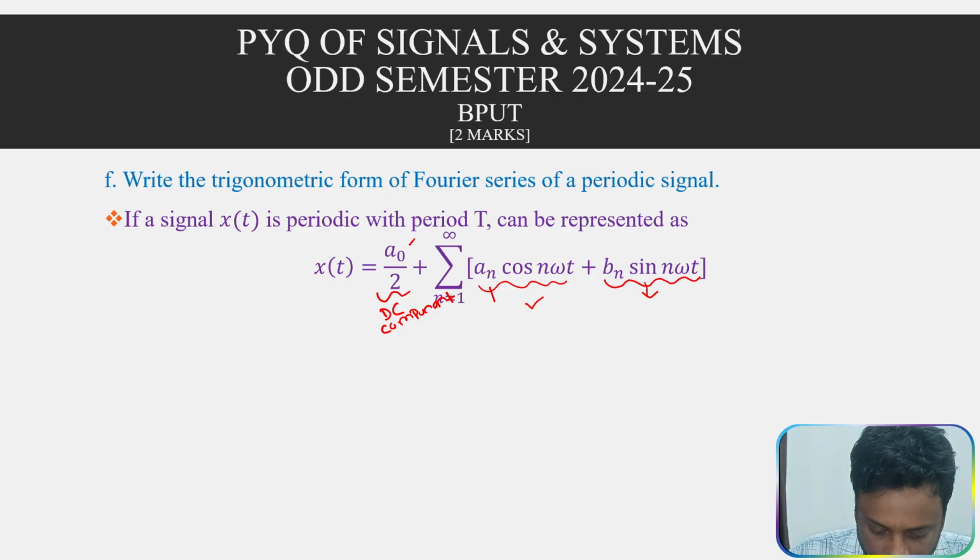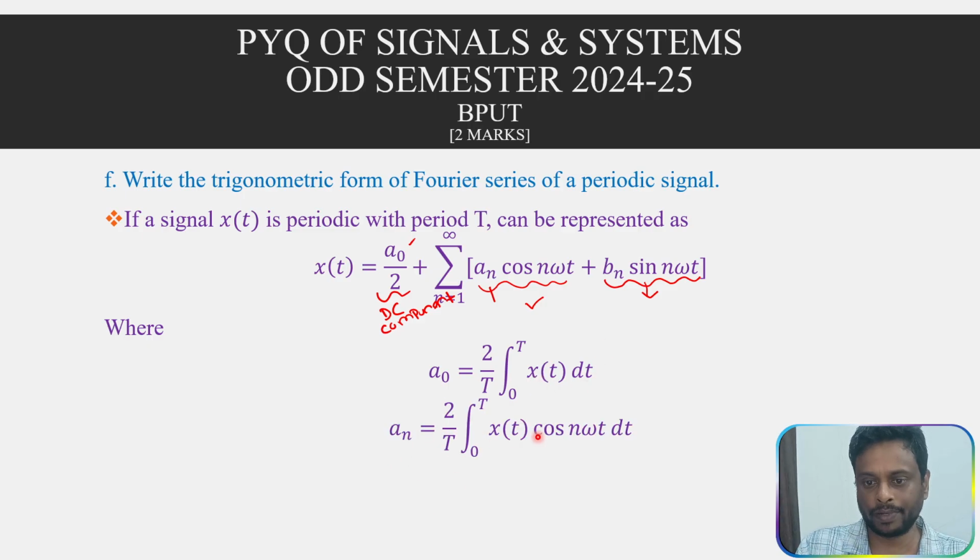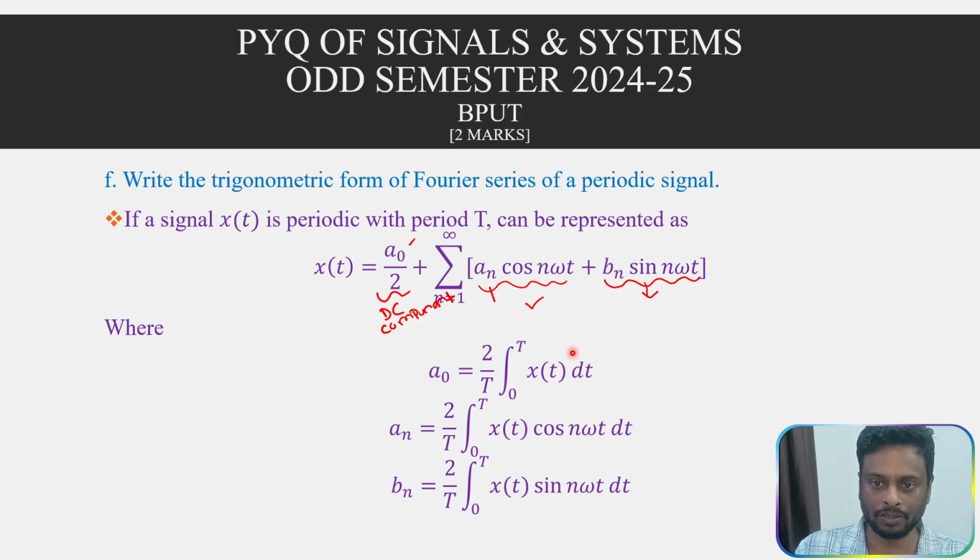How to find a0? It is the DC component or average value of the signal over a time period, so it can be found by 2 upon T, integral from 0 to T of x of t dt. Similarly, this is the formula for finding an. Similarly, this is how you can find bn. You have to mention all this in your answer sheet. So this is the trigonometric form of Fourier series. Please remember that the Fourier series can be applied to periodic signals only.